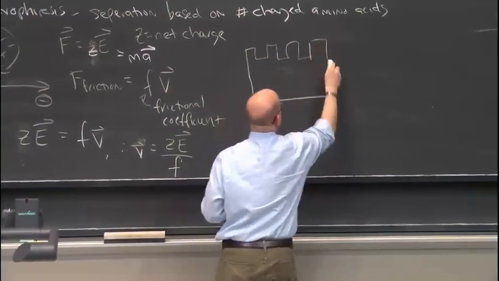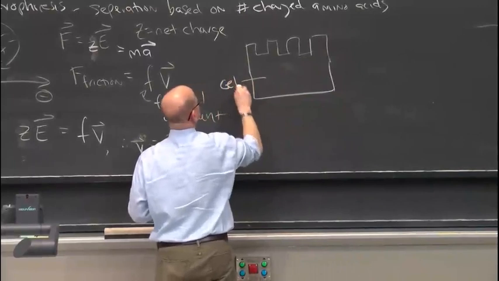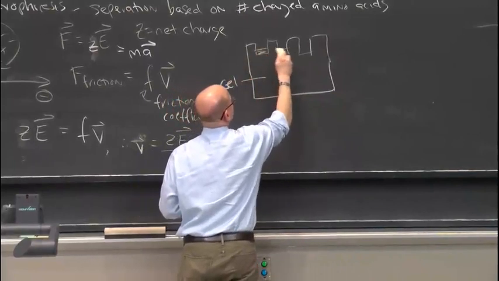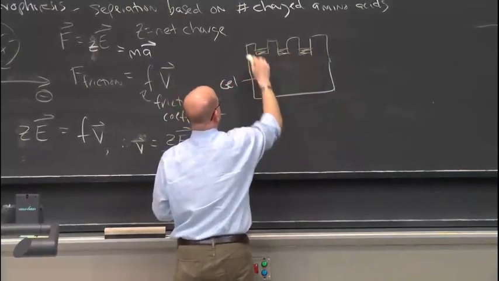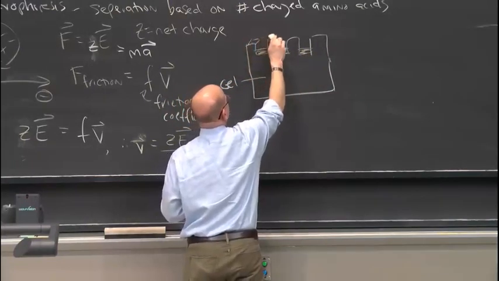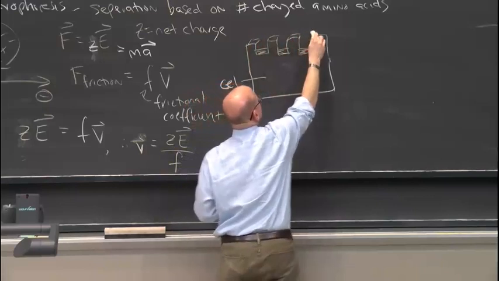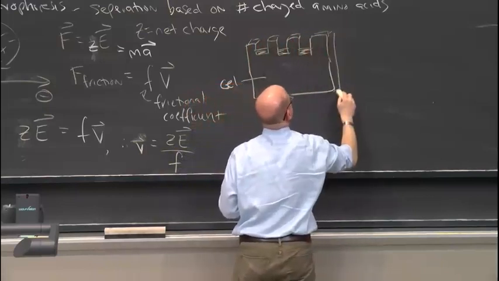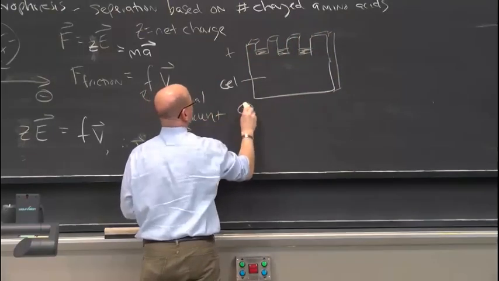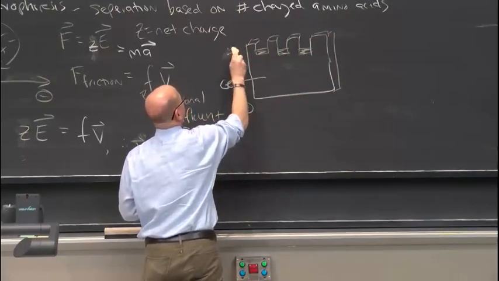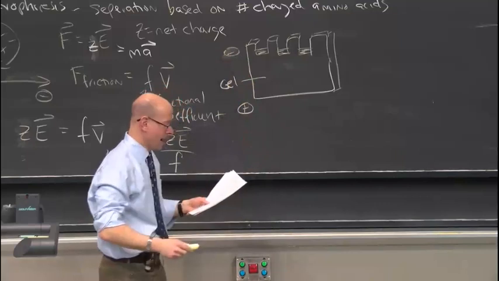Here's my gel. I can put my proteins up in the top of this gel. It's a 3D structure. I'm only drawing it in 2D because I'm a terrible artist. Okay. And if I apply an electric field, a minus charge here, and a plus charge here, and a minus charge up there, what's going to happen?